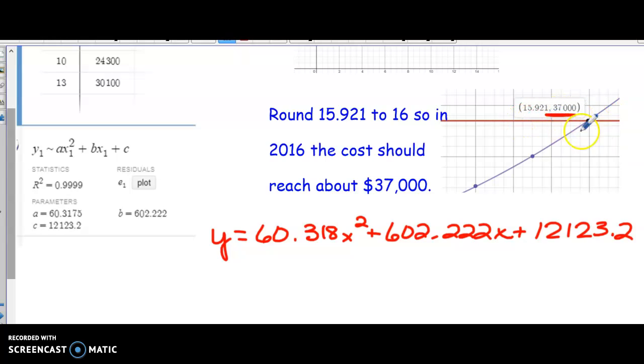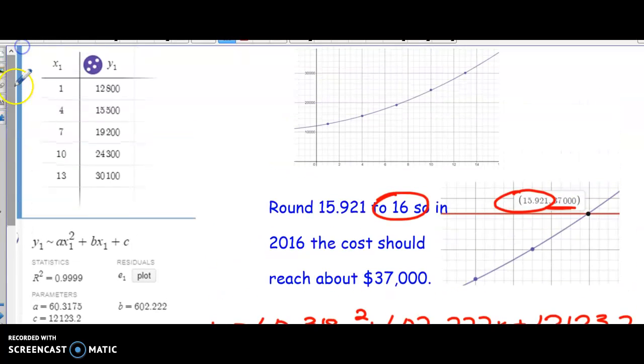Okay, so I found that. And then I'm looking here for my year. So 15.921, I'm going to round that up to year 16. So 16 years from where we began, which was 1991, would be 2016. All right, so in 2016, the cost would be around $37,000 for a four-door sedan.